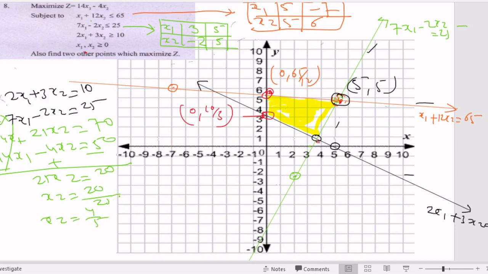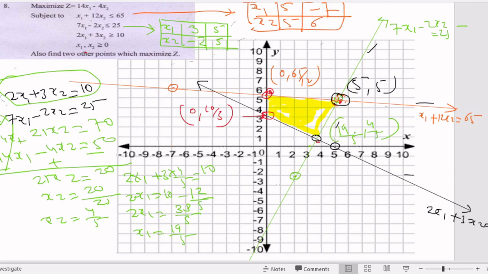Substitute x2 as 4 by 5 in any of the equations. Let me substitute in this equation. Okay, so 2x1 plus 3 times 4 by 5 equals 10. So 2x1 is equal to 10 minus 12 by 5. So 2x1 is equal to 38 by 5. x1 is equal to 19 by 5. So this coordinate is (19/5, 4/5). Awesome. So we have found all 4 coordinates.